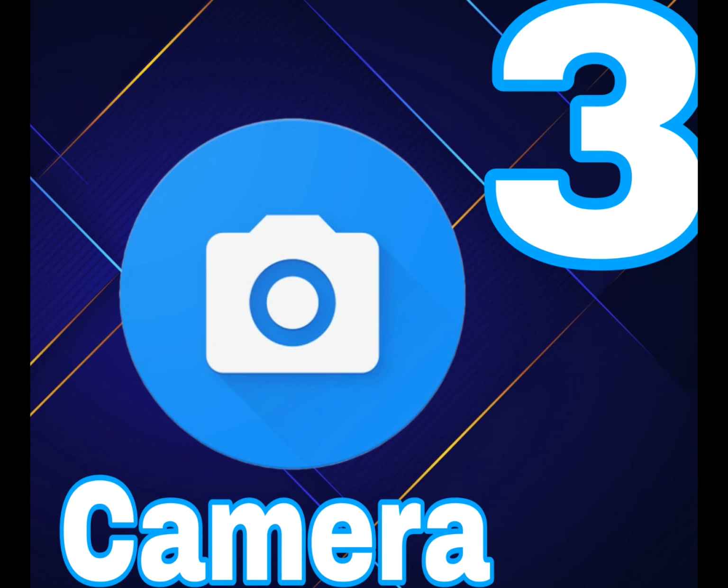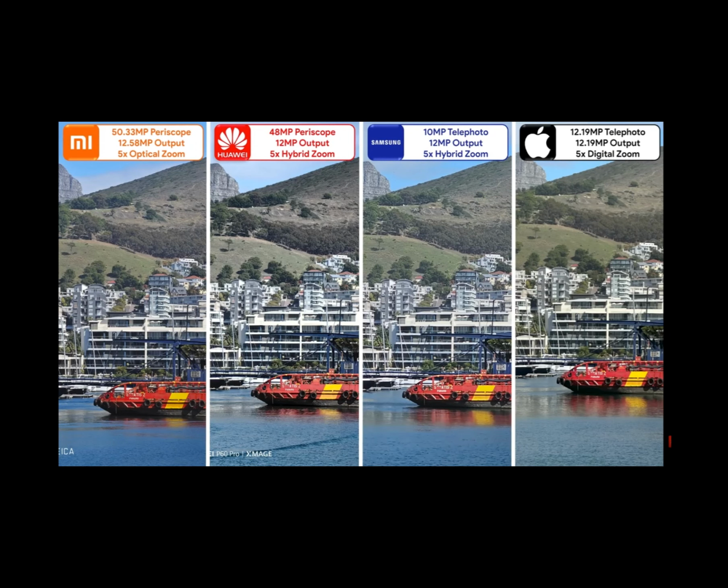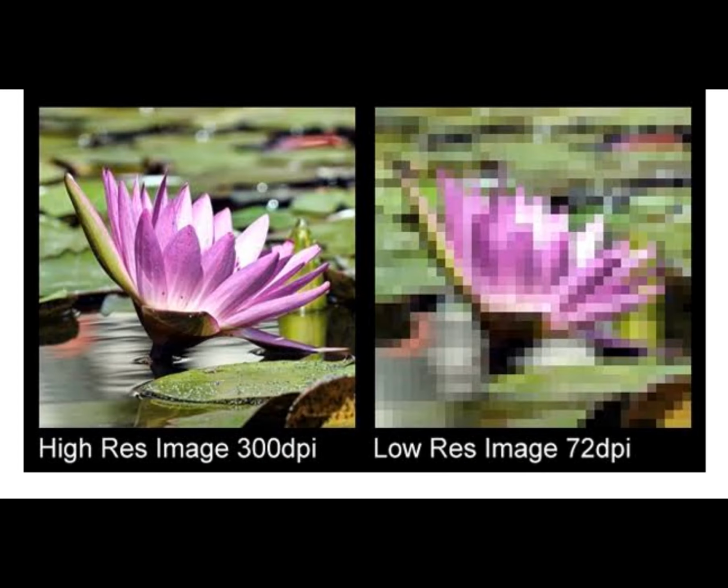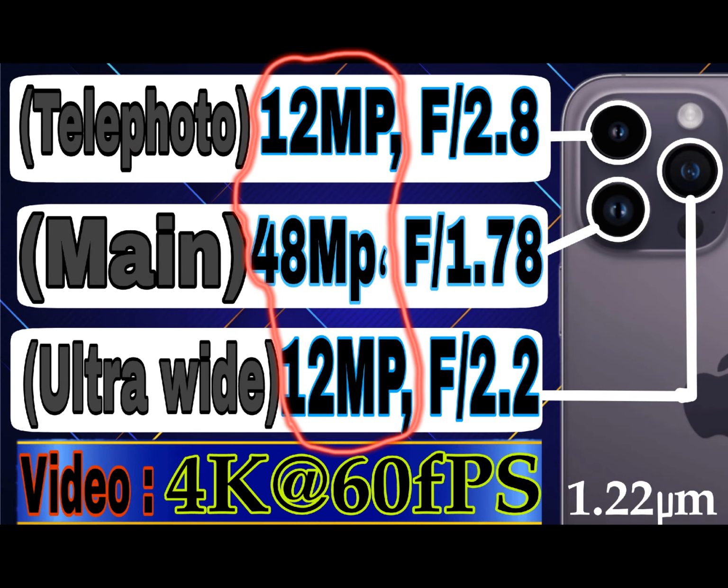Camera. The quality of the images differs from one phone to another for several reasons, as follows. Firstly, resolution. Camera resolution is measured by the number of pixels. The higher the number, the greater the accuracy and detail of the image.